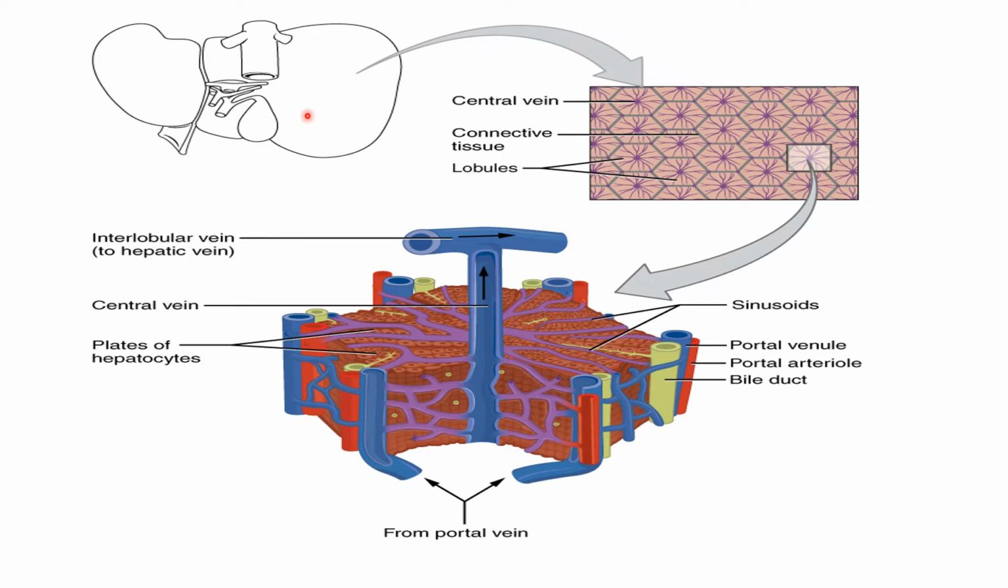This is the liver. We have taken out a small section of the liver, then we zoomed in, and this is the hepatic lobule with a central vein. Again, a zoomed portion of this one is the hepatic lobule.